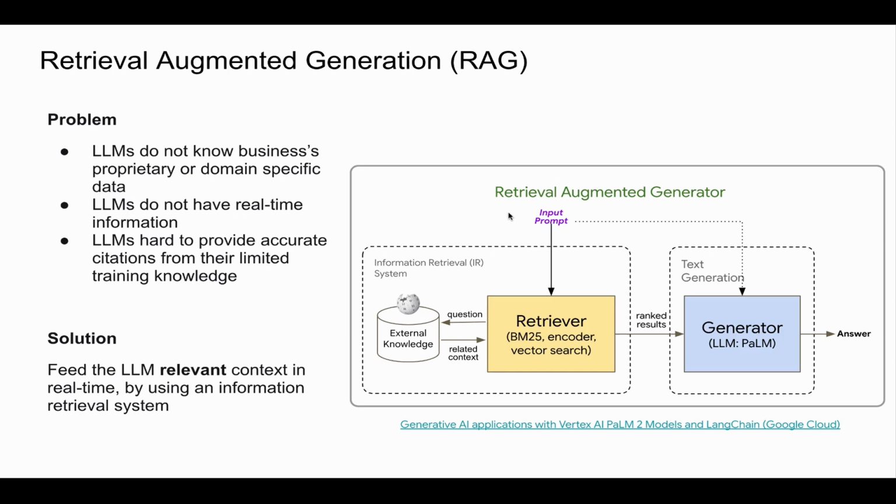So here is a typical RAG diagram from Google Cloud. It still has the input prompt, it still has the answer, but within the whole system, there's an information retrieval system that asks external knowledge like Google or Bing or some private SQL database, and then it retrieves based on the input, ranks results, and uses the generator to generate the actual answer.